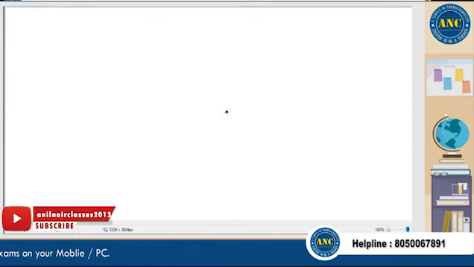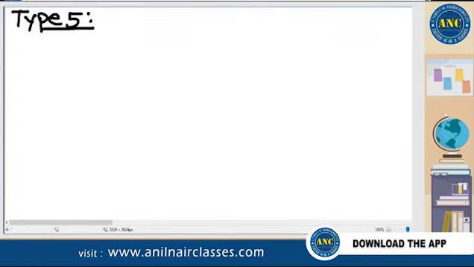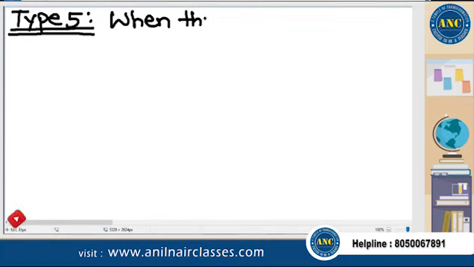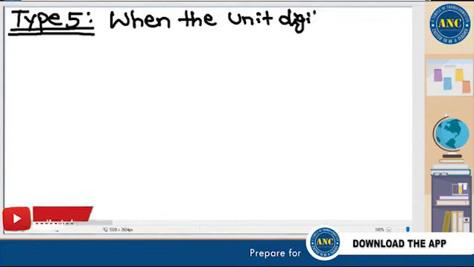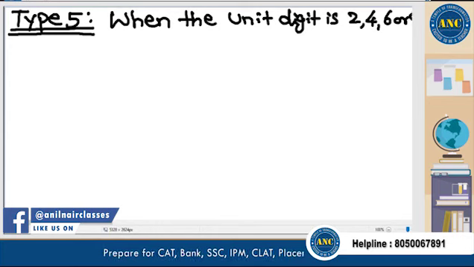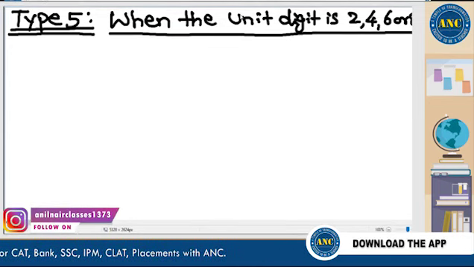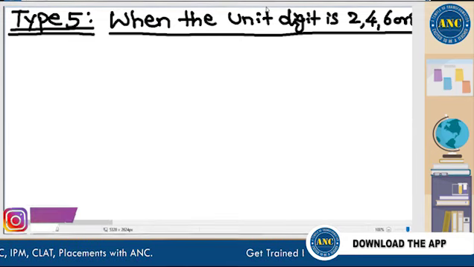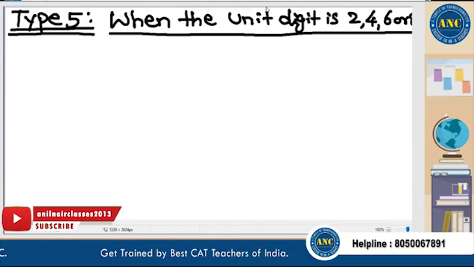Type 5. When the unit digit is very, very important type. When the unit digit is 2, 4, 6 or 8. Now listen to this carefully. Do not write anything until I explain you some things before we start solving the problems.